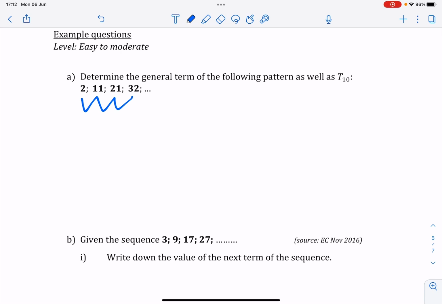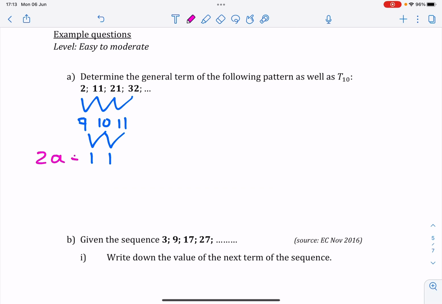11 minus 2 is 9. 21 minus 11 is 10. And 32 minus 21 is 11. So that's not constant. So we can do it again. And 10 minus 9 is 1. And likewise for the next one. So I can see that this is quadratic because there's a constant second line of difference.